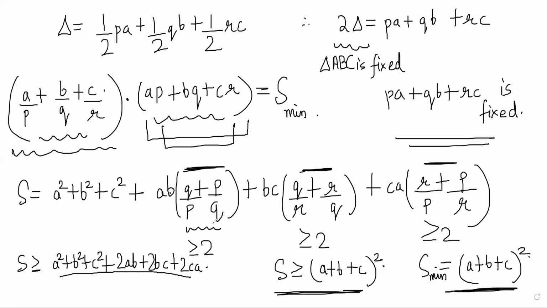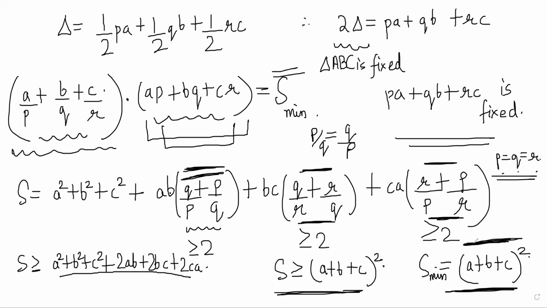We have found the minimum value of this expression S. And when does this minimum happen? When the terms in the parentheses become equal to 2. Because AM-GM inequality tells us that AM is equal to GM only if the individual terms are equal to each other. So that will mean that P by Q will be equal to Q by P, which happens only if P is equal to Q is equal to R. When P, Q, and R are the same, the quantity S overall will become A plus B plus C whole square, which is the minimum possible value.